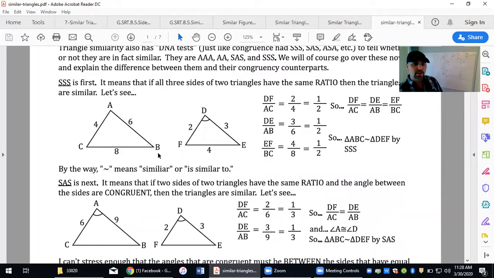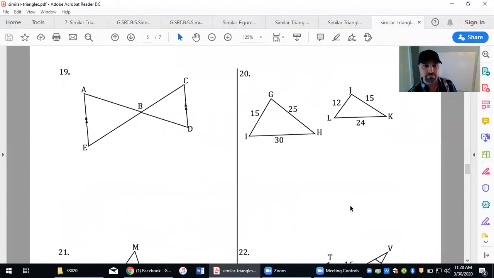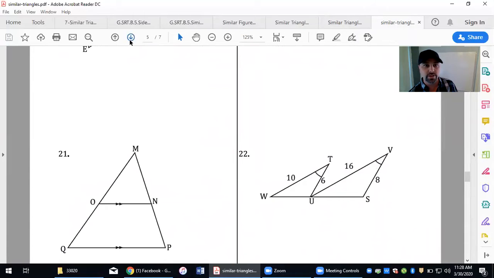One thing that I haven't talked about is, the triangles that we've looked at so far have all been the same orientation. They've been drawn the exact same way. So it's been really easy to match up sides that are the same. But sometimes you're going to get triangles that don't match up. They're not drawn the same. And you're expected to figure out those orientations.